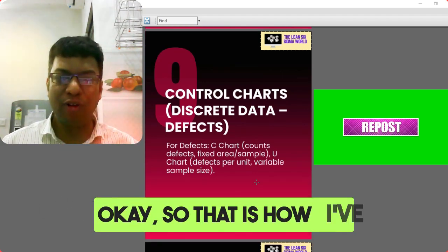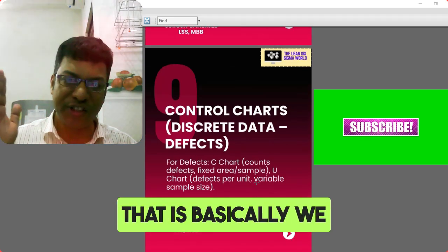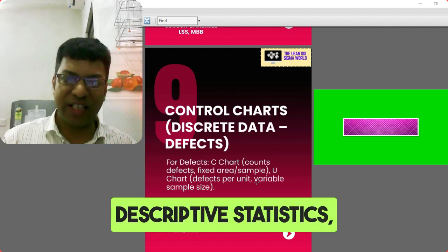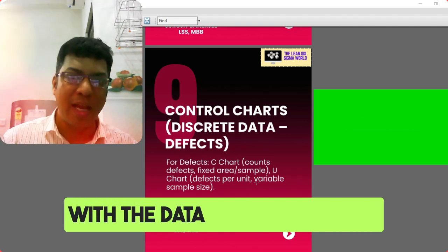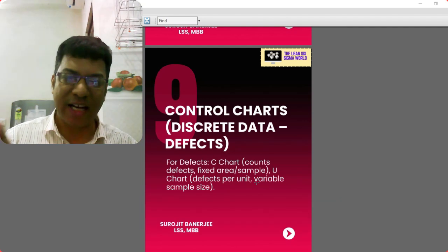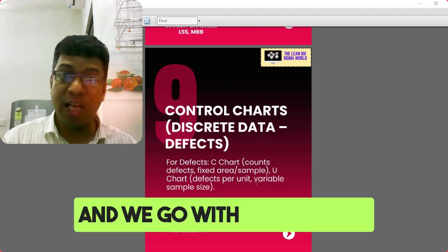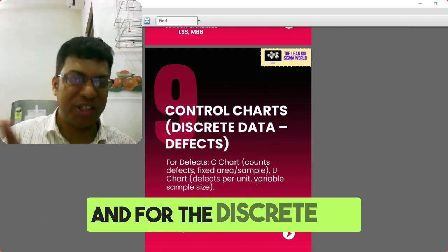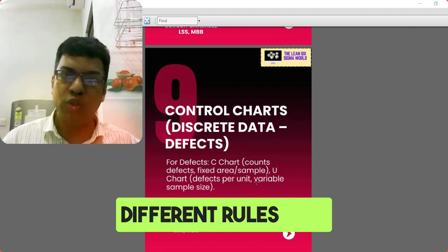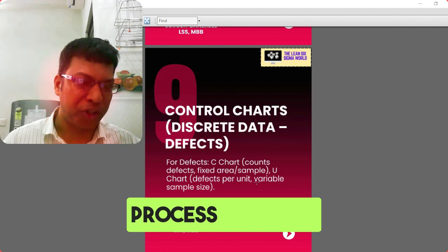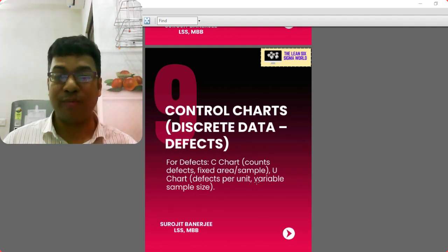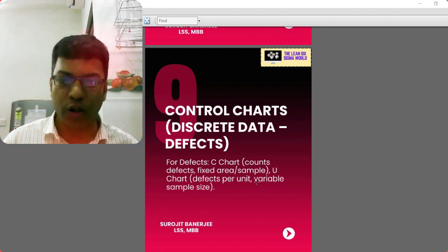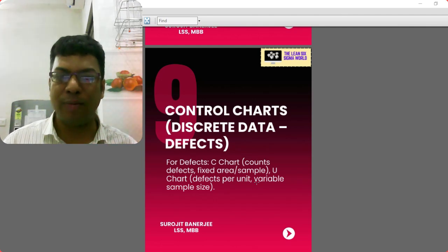Okay, so that is how I have explained everything to you. We started with statistics, descriptive statistics, inferential statistics, then we went with the data, continuous data and attribute or discrete data. And we went with process control also, where we explained control charts for continuous data and for discrete data. Because until your process is stable, you cannot control the process. The process should be stable so that you can analyze whether the process is in control or not.